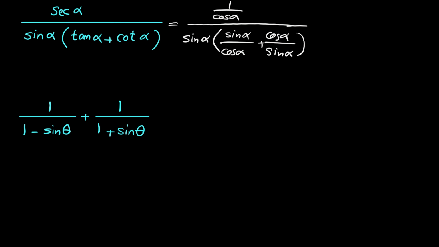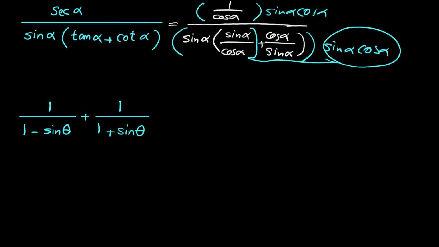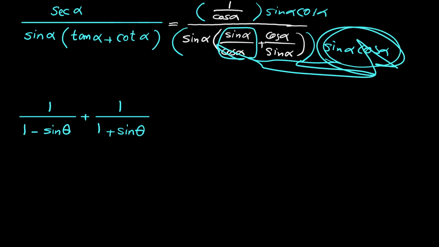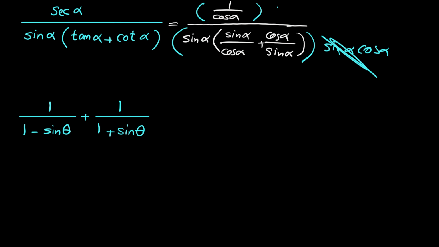You prefer to get rid of this denominator and this denominator. How can we do that if we want to? We have a sine and a cosine in the denominators, as you can see. So we can multiply the numerator and the denominator by sine alpha cosine alpha. Attention, if you multiply this, cosine with cosine, and sine with sine cancel. So this is another way.